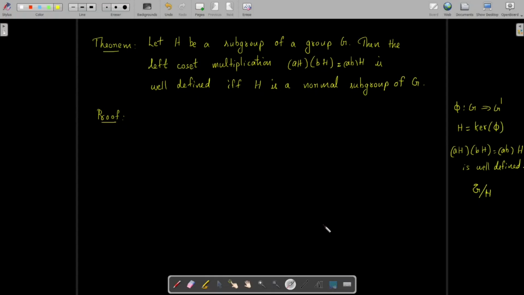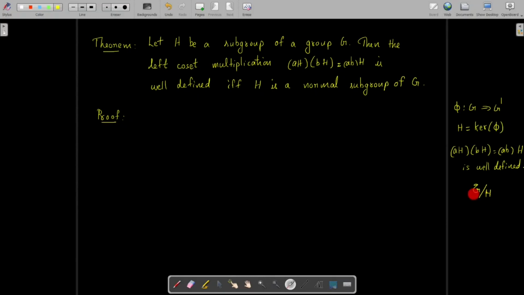Welcome back to the discussion on factor groups. In the last class, we studied that if phi is a homomorphism from G to G dash, where G and G dash are two groups, and if H is the kernel of the homomorphism, then the coset multiplication aH times bH equals abH is well defined, and there exists the factor group G over H, which is the set of all cosets of H in G.